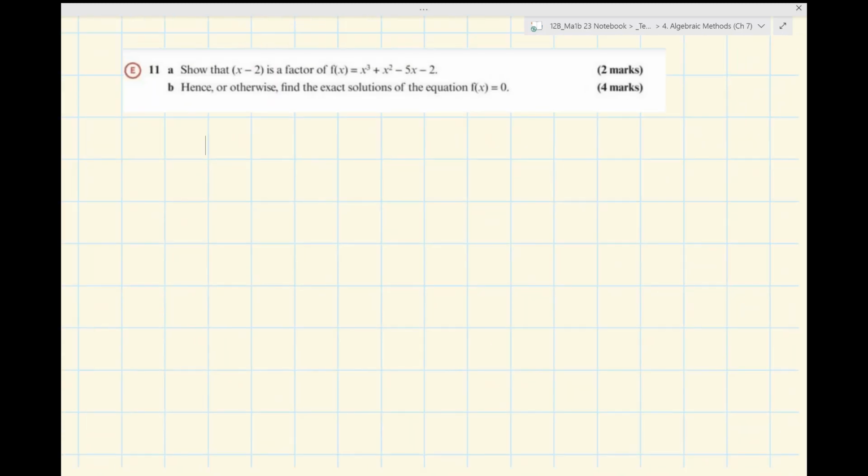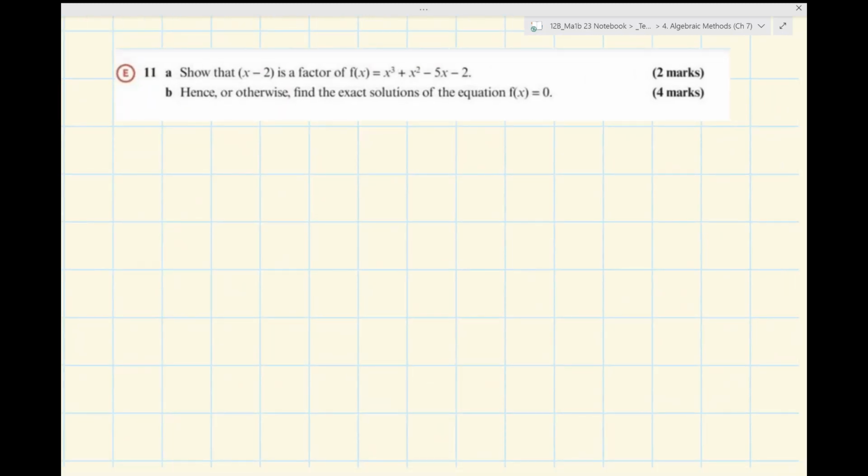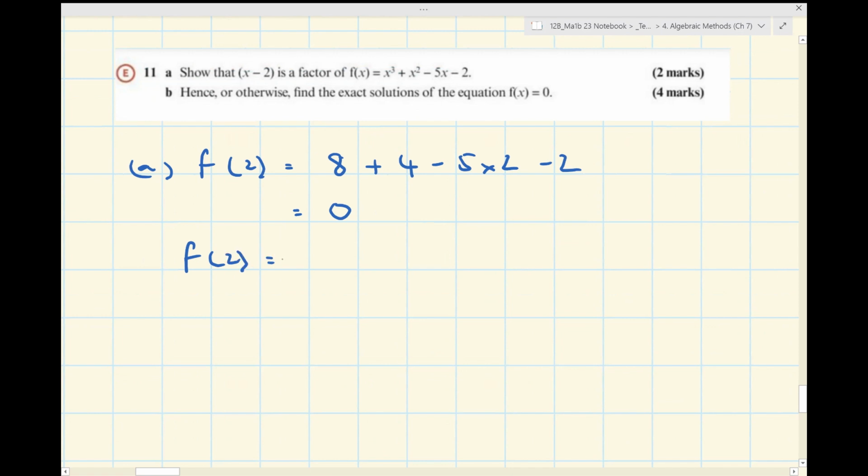Question 11. Right, I need to show that x minus 2 is a factor of this function of x. So I'm going to evaluate the function when x equals 2 and see if it equals 0. And lo and behold, it does. So f of 2 equals 0 implies that x minus 2 is a factor.